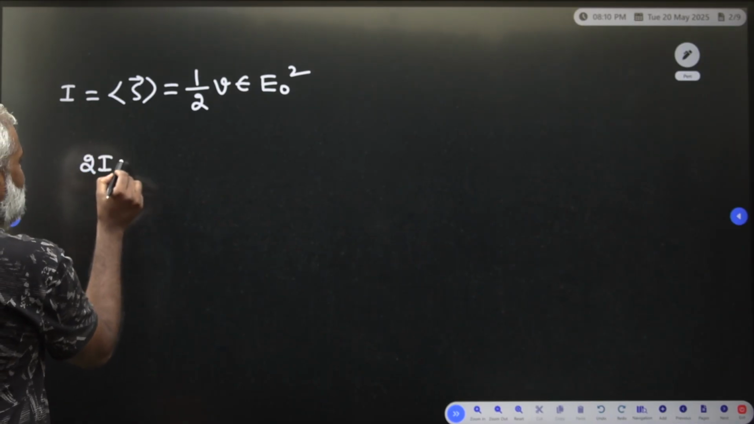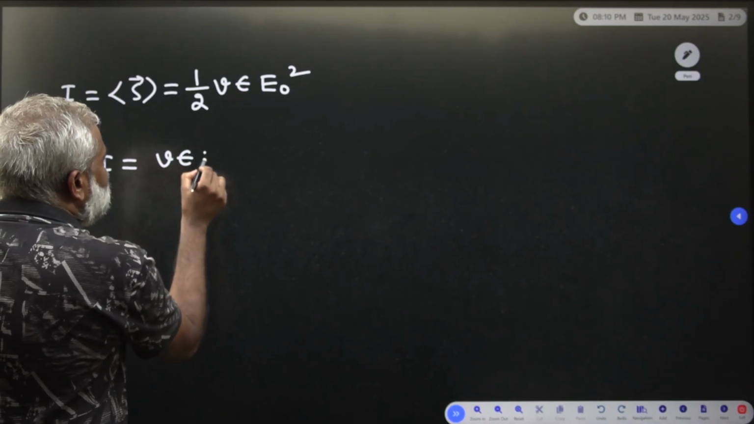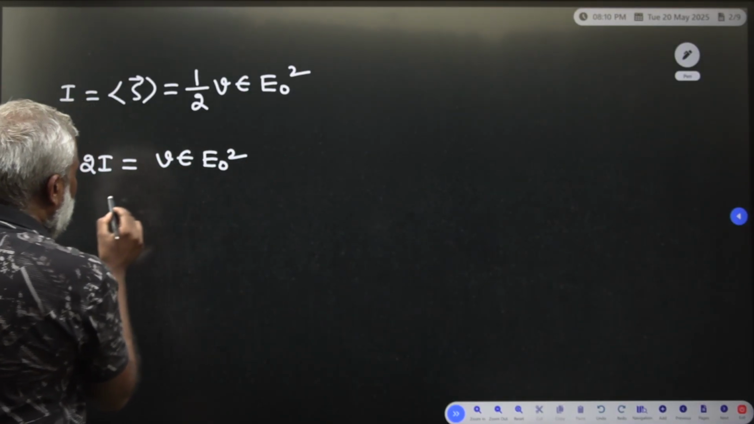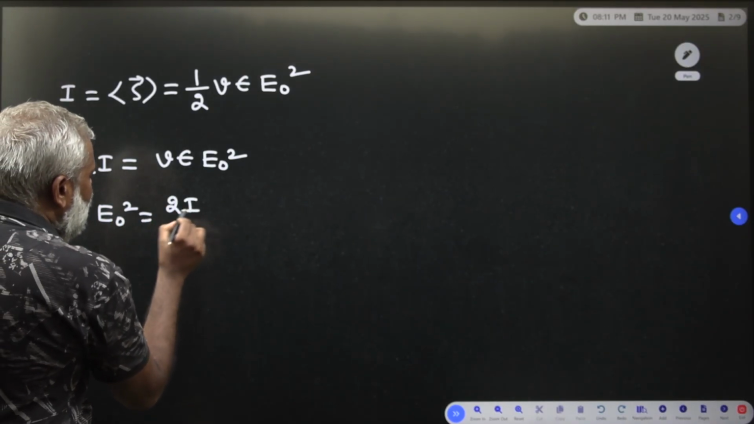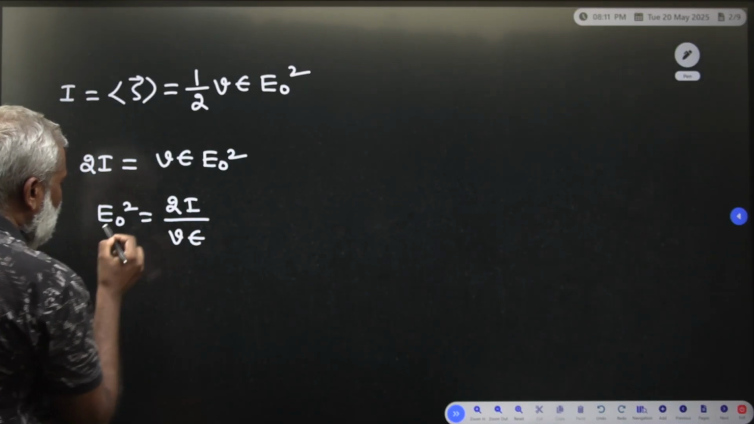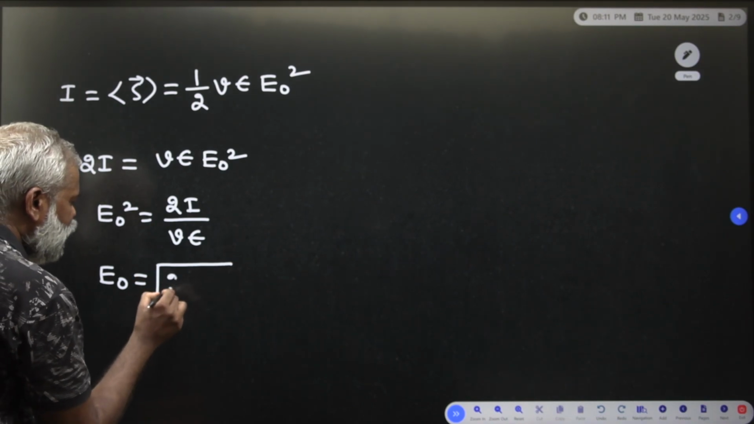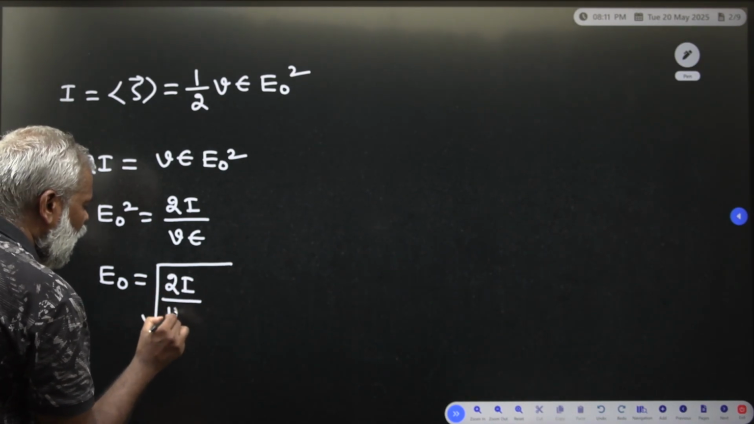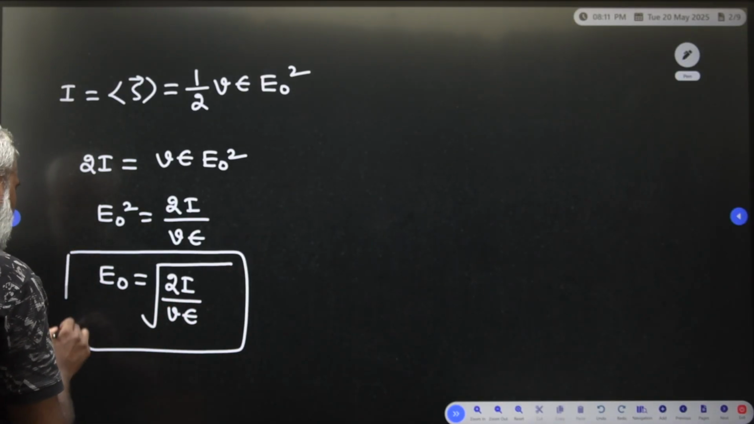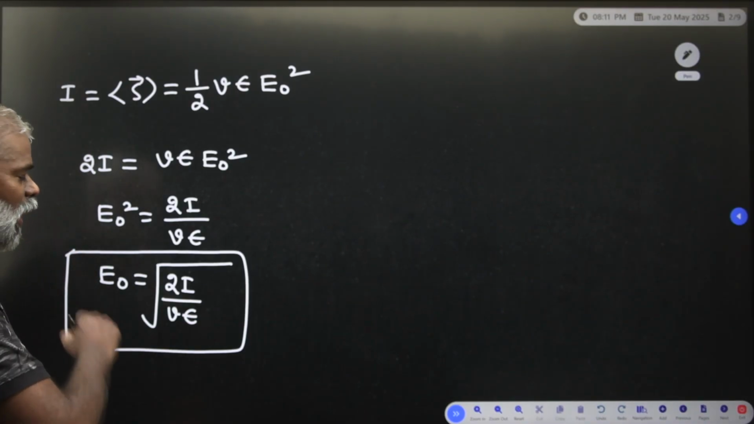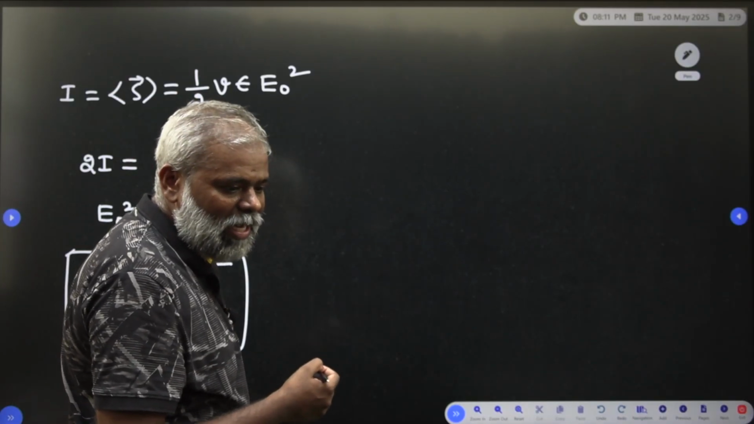So you have to rearrange this expression. 2I is equal to V into epsilon into E naught square. Therefore, E naught square is equal to 2 into I divided by V into epsilon. Therefore, E naught is equal to the square root of 2 into I divided by V into epsilon. You have to write this. This is the amplitude of the electric field. Now, you need to calculate here. What you have to calculate, you have to see.